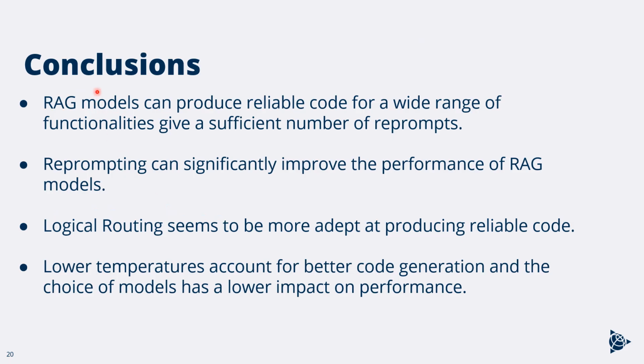So for conclusions, we can conclude that RAG models do provide reliable enough code, especially given a sufficient number of reprompts. Logical routing reached a score of 0.118, which means roughly 80% of the code passed after 2 reprompts, which is sufficient, but of course that could be improved. Reprompting can significantly improve the performance of RAG models as well. Logical routing seems to be the best model we've tested so far, and lower temperatures usually mean better performance.